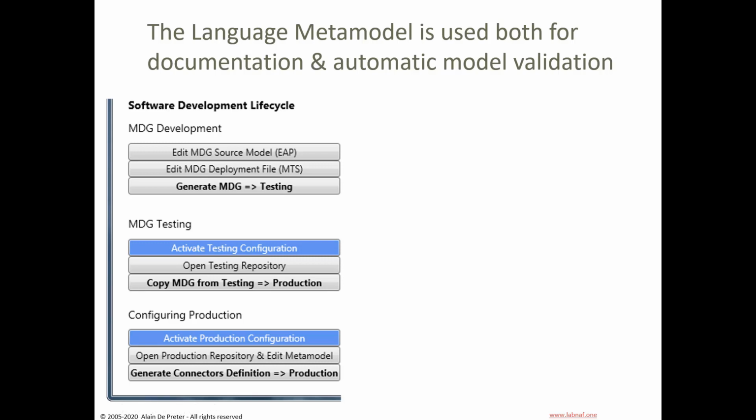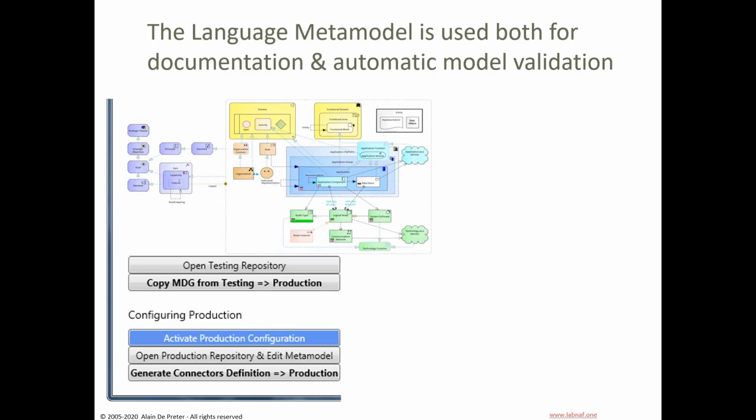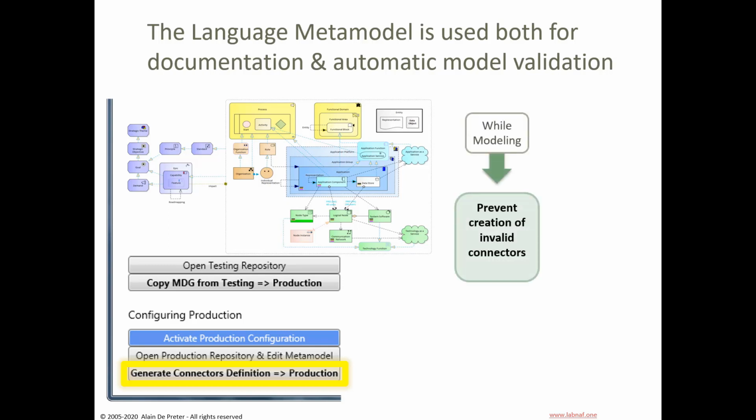So to change the default metamodel, I can simply change the diagram, right? Yes, to change the metamodel, you just add or remove connectors. Then you press a button and the validation rules are dynamically updated. Labnaf will directly prevent you from creating invalid connectors.